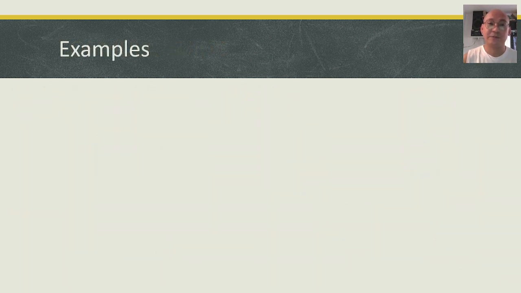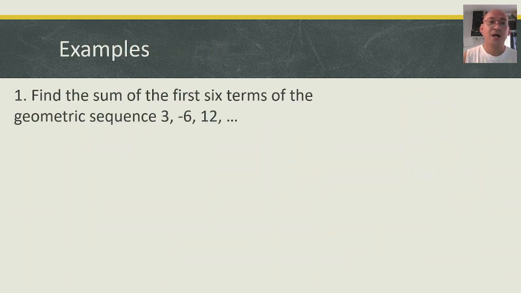Let us have the first example. Find the sum of the first 6 terms of the geometric sequence 3, -6, and -12. First, let us show the given. What are the given in that problem? First, we need to find the sum of the first 6 terms. So, that is what we are going to solve.